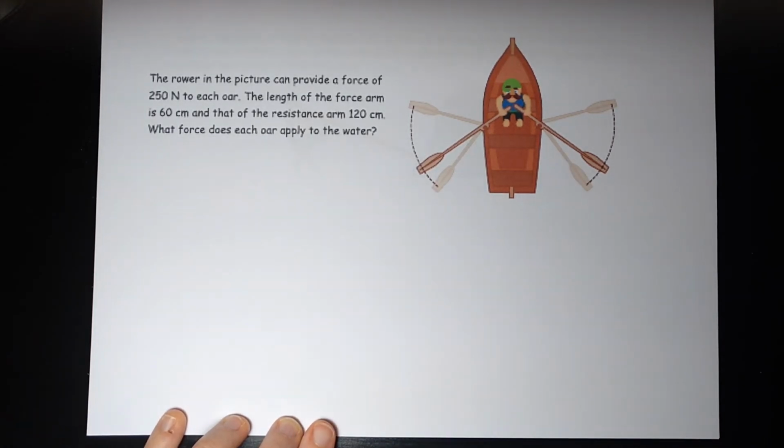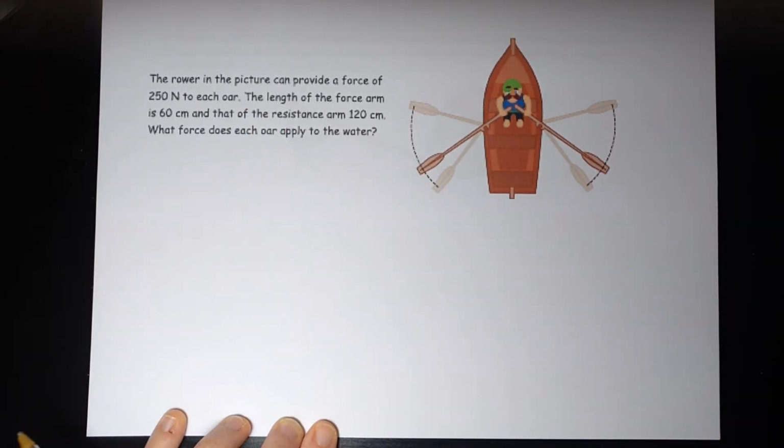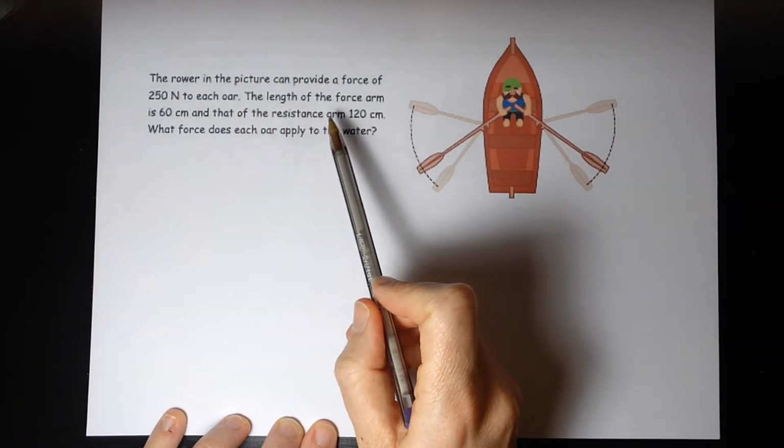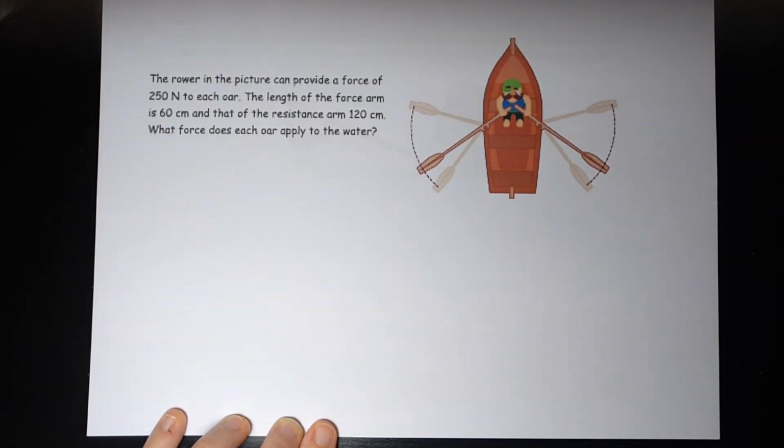The rower in the picture can provide a force of 250 newtons to each oar. It means el remo, a cada remo. The length of the force arm is 60 centimeters and that of the resistance arm is 120 centimeters. What force does each oar apply to the water?